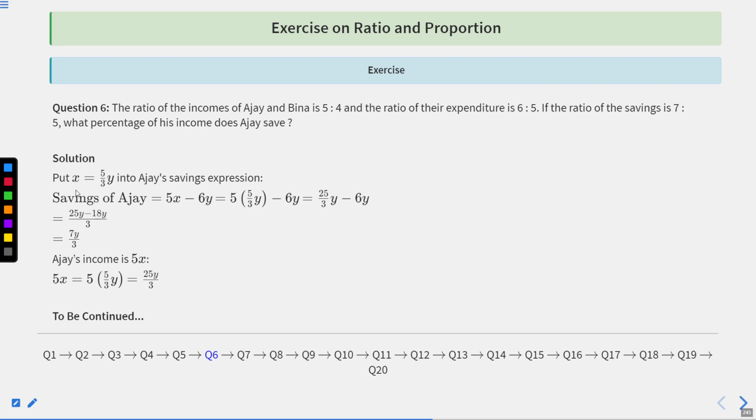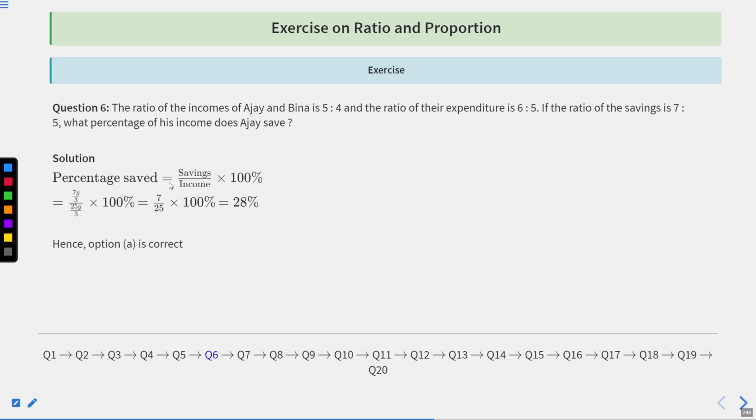So put this relation in savings of Ajay, that is 5x minus 6y equal to 5 times 5/3 y minus 6y. So this will be equal to 7y/3. And Ajay's income is 5x. So it will be 5 times 5/3 y, that is equal to 25y/3.